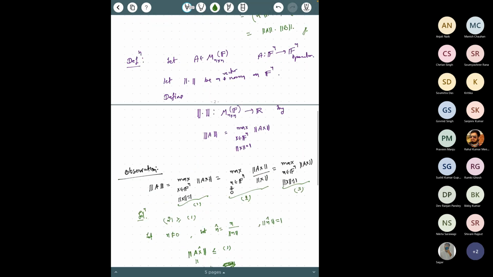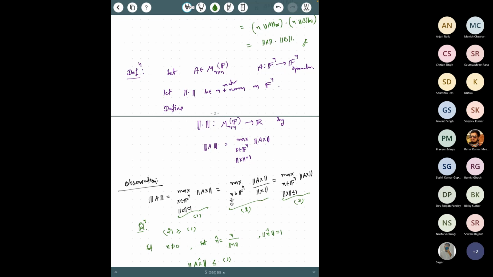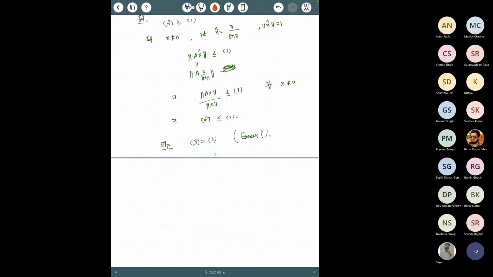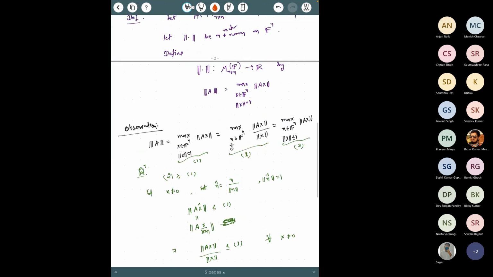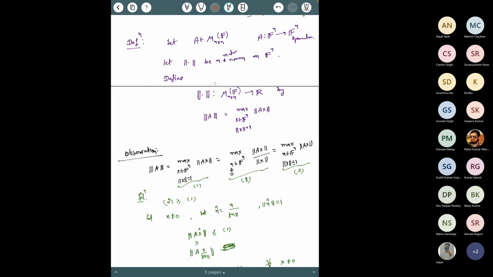Now I'll claim that this function, whatever I have defined, is a matrix norm. You can verify this also. So I'll write this as a result: the function defined above is a matrix norm. In order to check whether this is a matrix norm or not, we have to check all five conditions. The first four conditions are very straightforward to check. In fact, non-negativity you can verify easily: this function is non-negative, so the maximum will also be non-negative. So the non-negativity is clear. Positivity: this supremum is attained, this is the maximum, so it will be attained at some point.